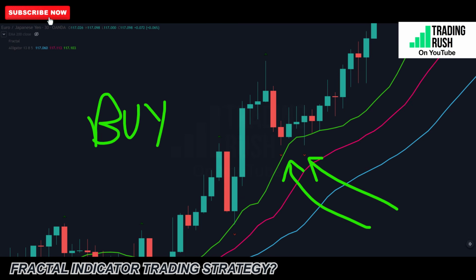Here's an example. Price is above all the alligator lines, so we are only looking to buy. We could have entered a long trade when the fractal gave the long entry signal. Our stop loss would have been below the swing low.